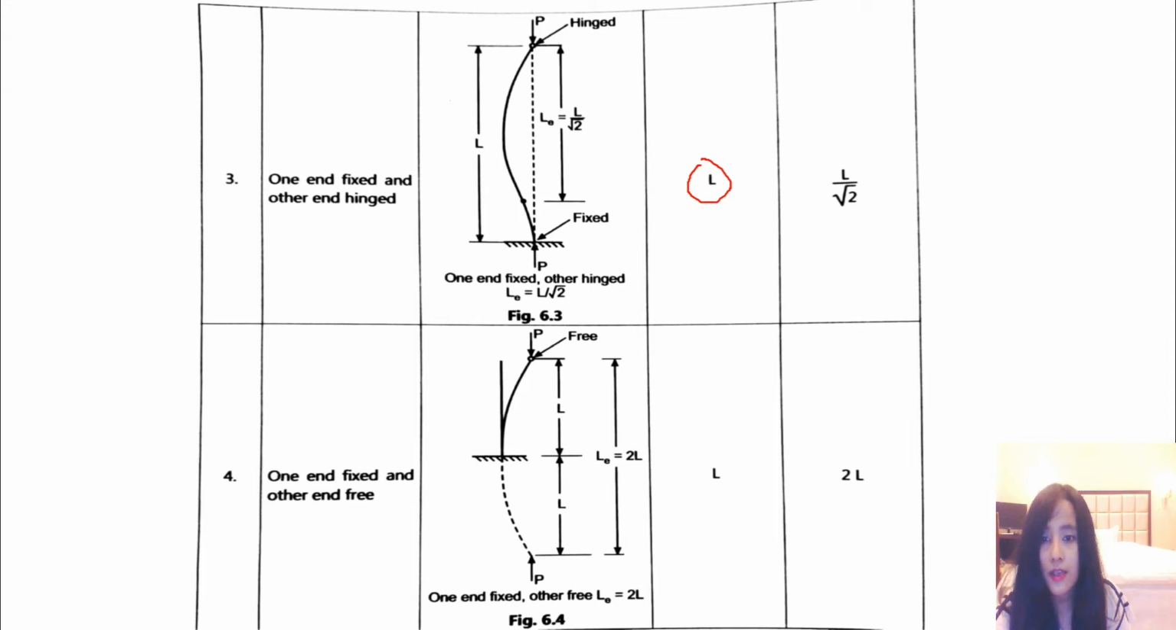Similarly we have one end fixed and other end free. Original length is L. Here one end is fixed, the other end is free end. यहाँ पर it is free here. So for this kind of column, the effective length will be equal to 2L. Now you see 2L is the position. This much area is getting deflected. So this much is 2L.